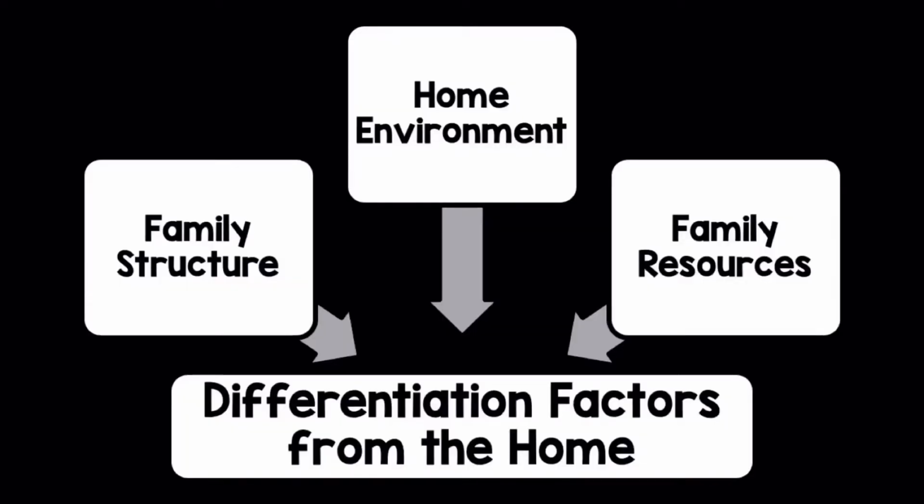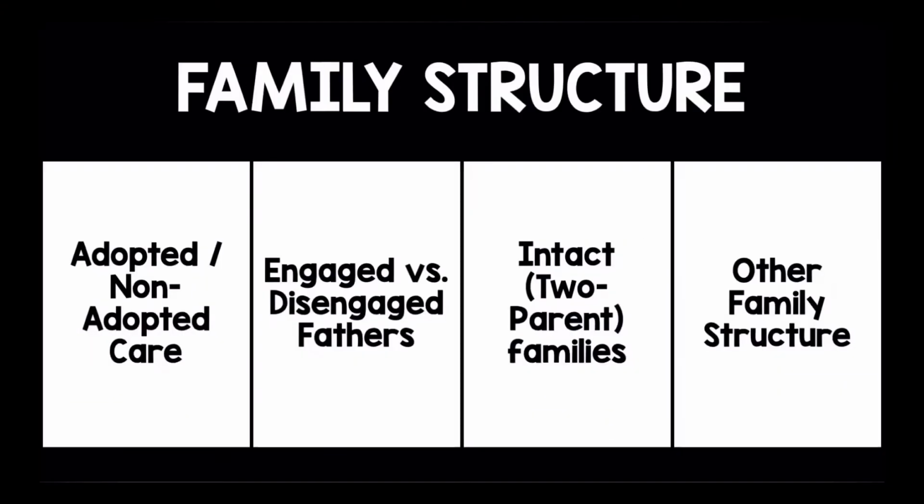Let's go ahead and start with family structure. These elements have a defined impact on student achievement. Adopted or non-adopted care of the student. Engaged versus disengaged fathers. Intact two-parent families. And last but not least, other family structure.